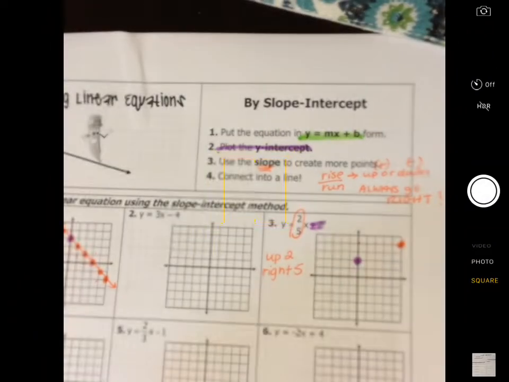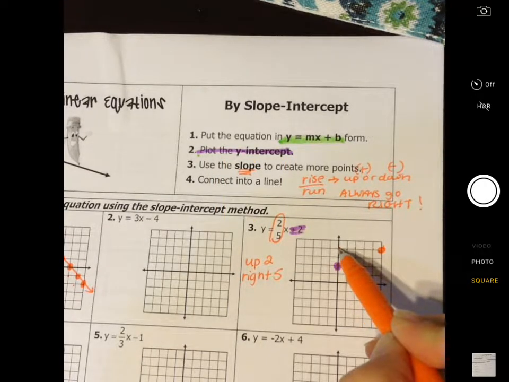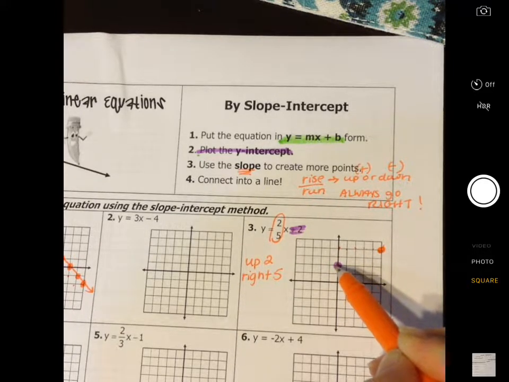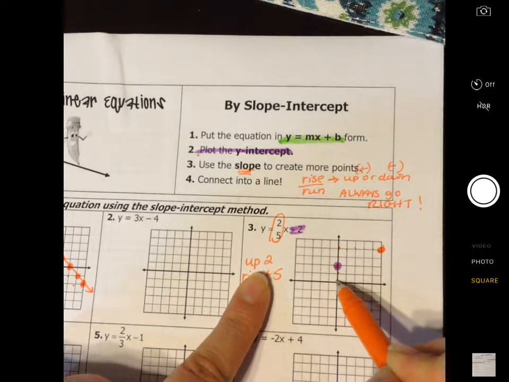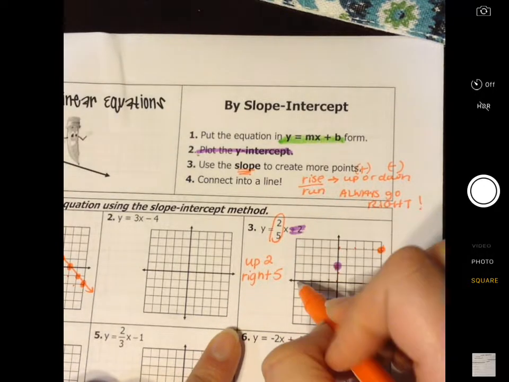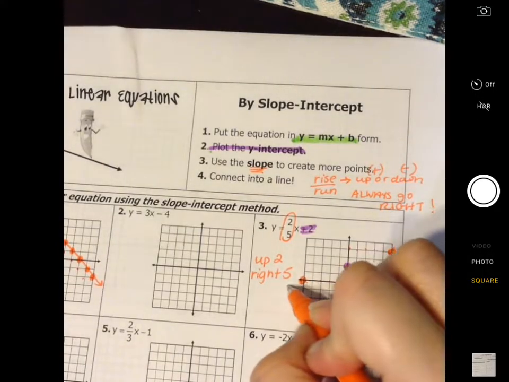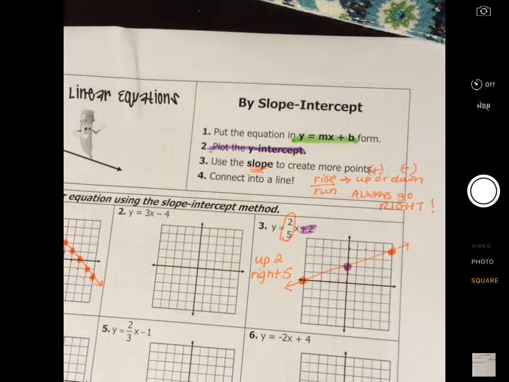Oh, timeout. Sorry, the iPad went off. Okay, sorry, one more time. So I was here, I went up 2, to the right 1, 2, 3, 4, 5. I ran out of graph, so now I want to do the opposite. So go back to your point. Instead of up 2, we're going to go down 2, left 5. Ran out of graph, I am now done. So create your line. Done.